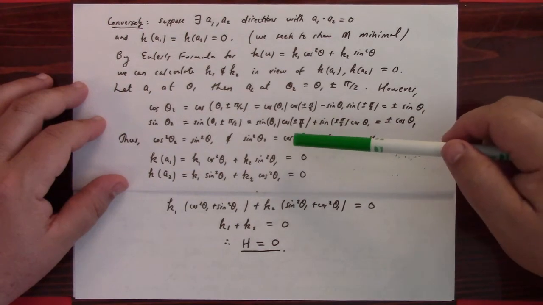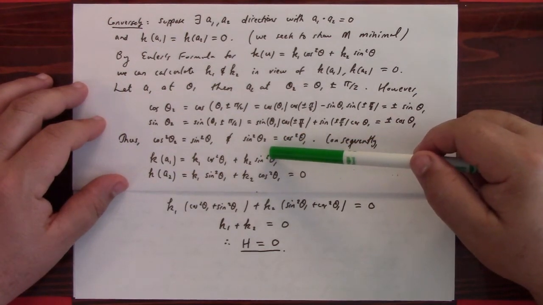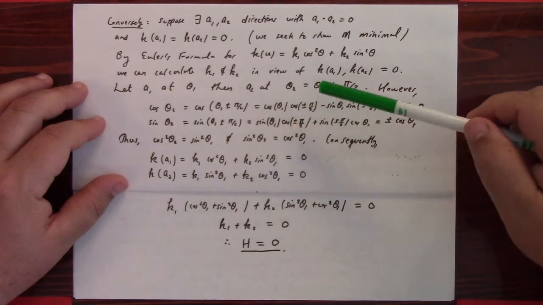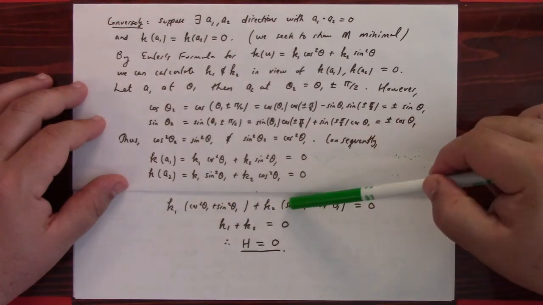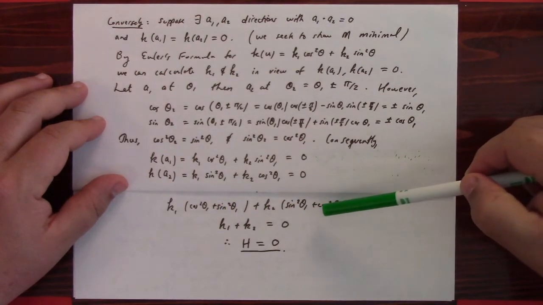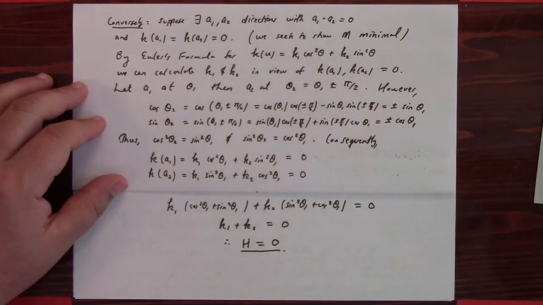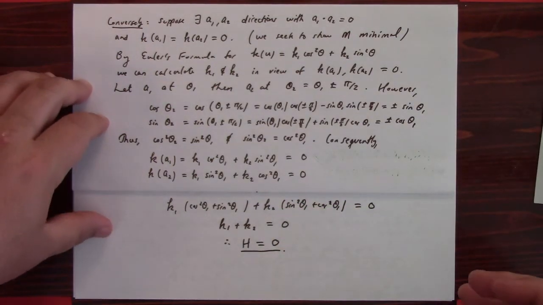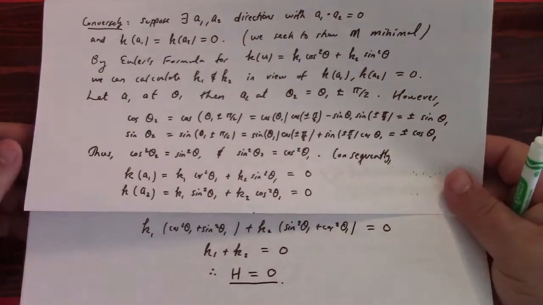But that's pretty cool, because then it may finally hit you, the obvious thing right in front of your face: add these equations, and when you do that, you get cosine squared plus sine squared, and sine squared plus cosine squared, of course, otherwise known as 1. And that gives us K1 plus K2 is 0, which is to say that the mean curvature is 0.